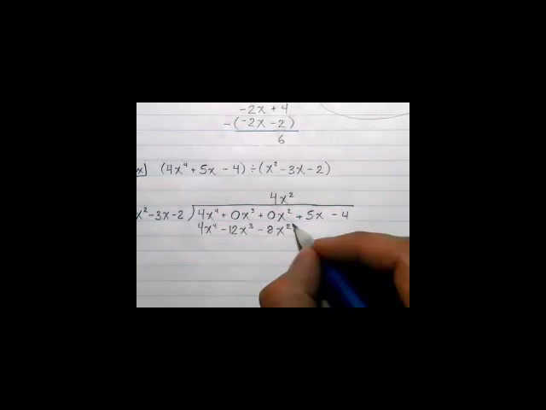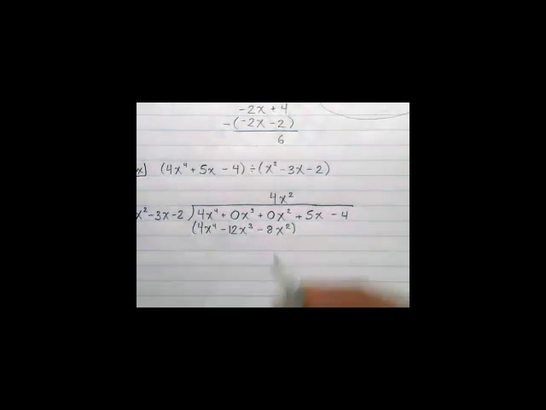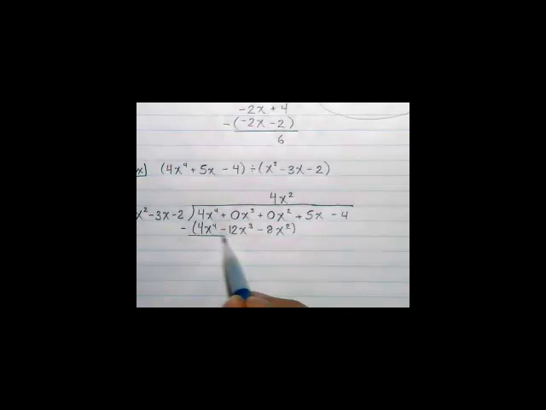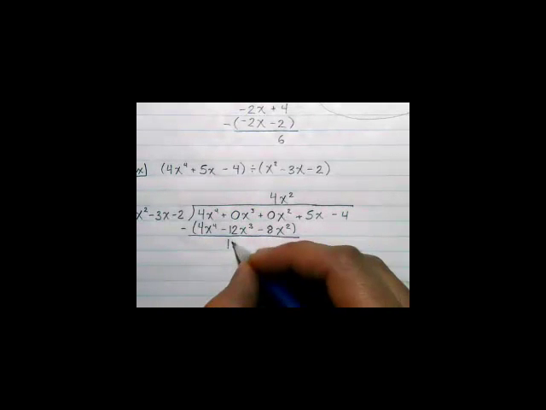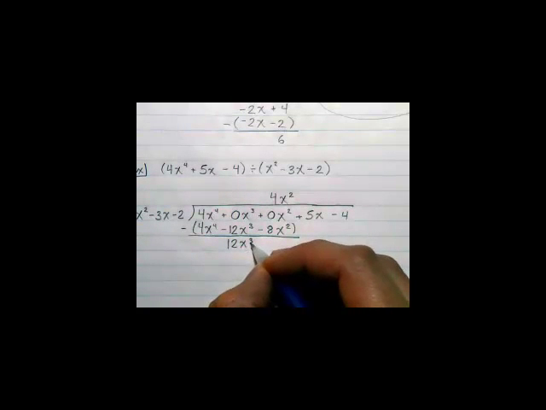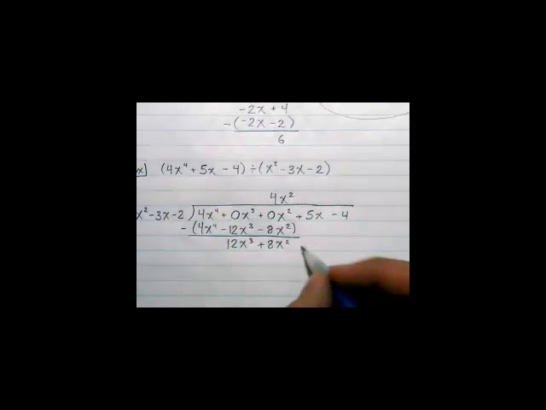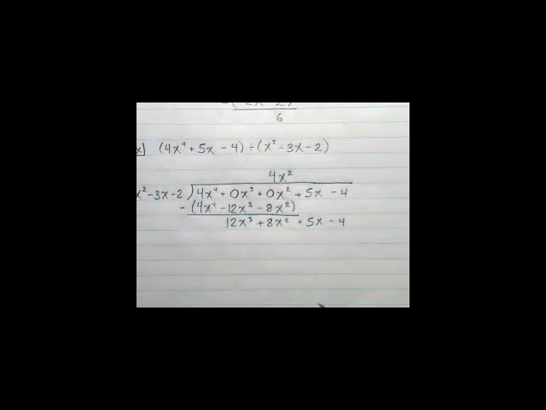Anyway, we've got to hurry to get through this, okay, guys? So this minus this now. So that's gone. This is positive 12x to the third, plus 8x squared. And then we've got to bring down the rest of it: 5x minus 4. Now I've got to go again.